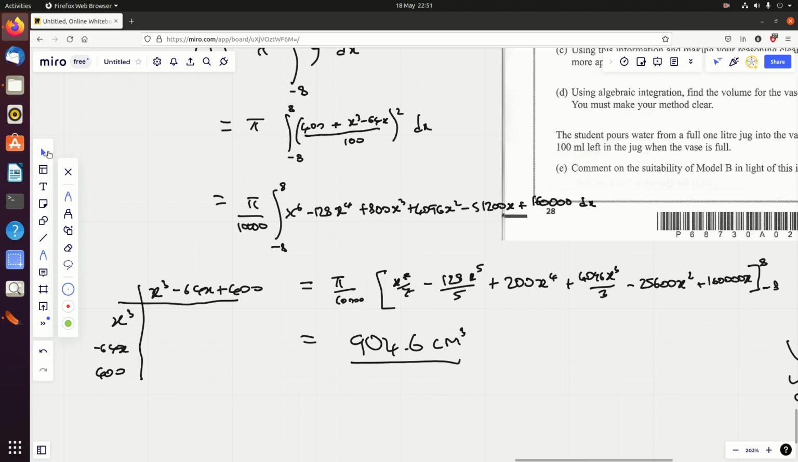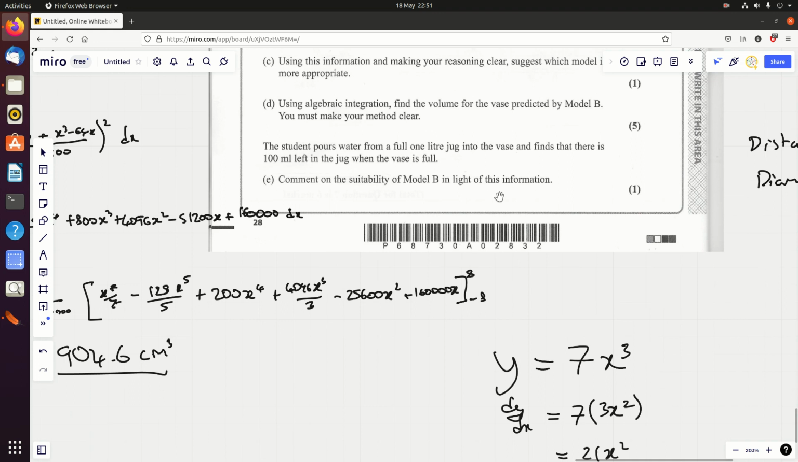That sounds right to me, because look at this. It then says, student pours in 1 litre. A litre is 1,000 centimetres cubed. And there's 100 millilitres left when it's full. Comment on the suitability. Looks highly suited. Oh, actually, doesn't look highly suited. Because this suggests that the... Yeah, I'm now completely disagreeing with my answer. So this suggests that the maximum capacity, so maybe my answer is wrong, but it looks right to me.